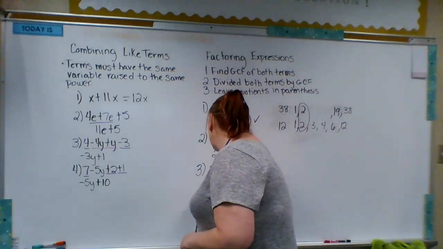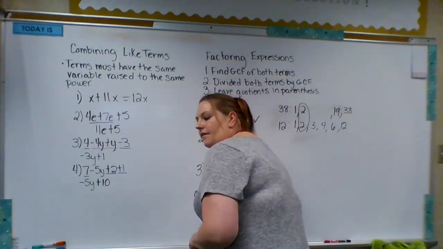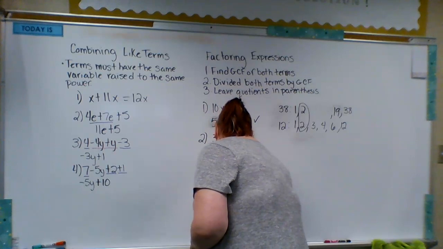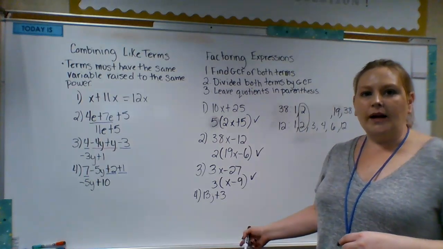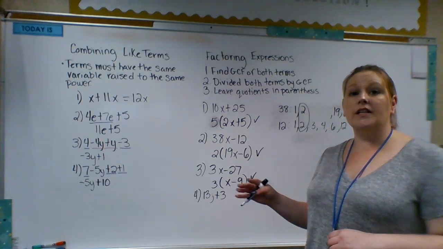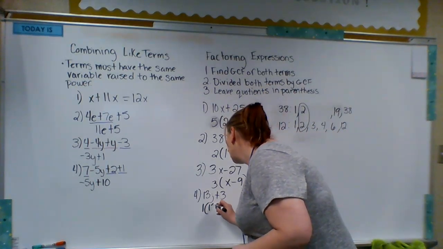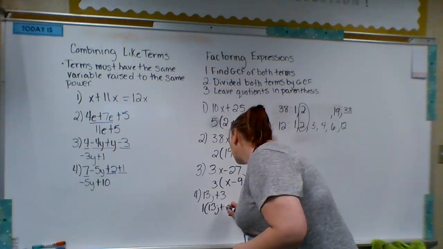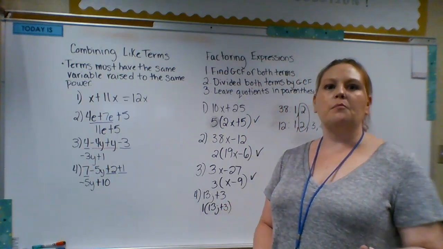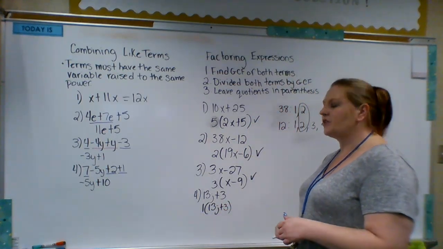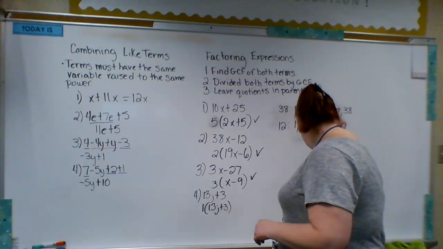Last example for factoring. I have 13j plus 3. We know that 13 is prime, so we can't pull out a greatest common factor other than 1. So we're just going to put 1. In Get More Math, they want you to pull the 1 out and then put everything else in the parentheses if you can't factor. All right?